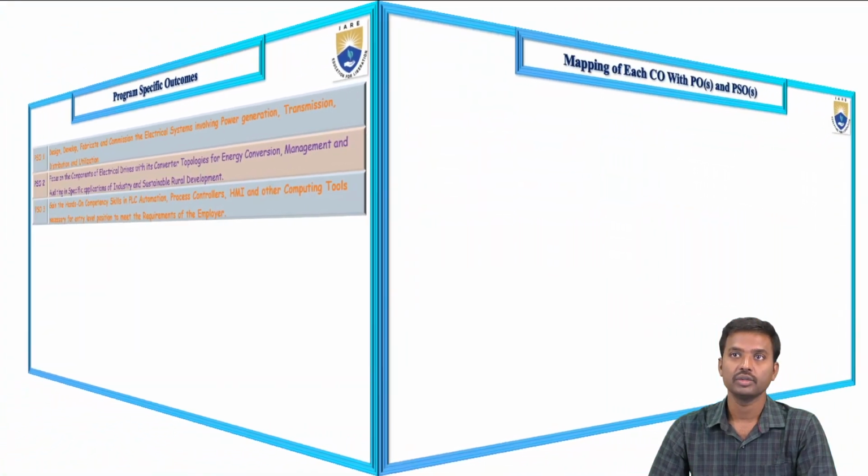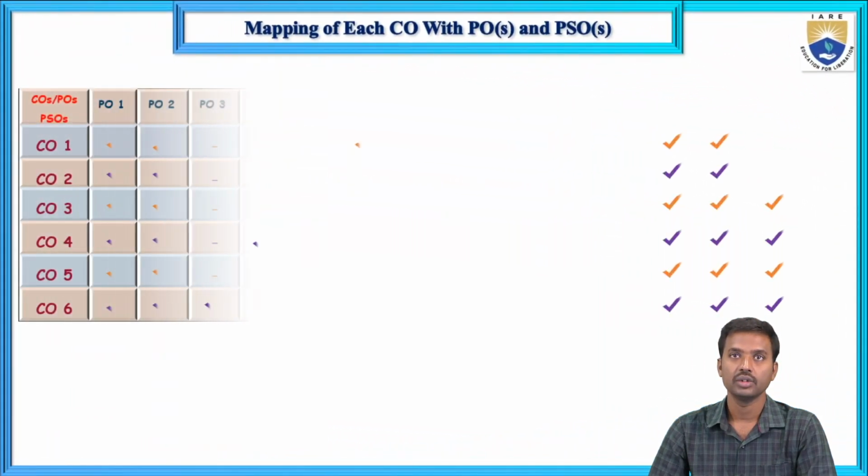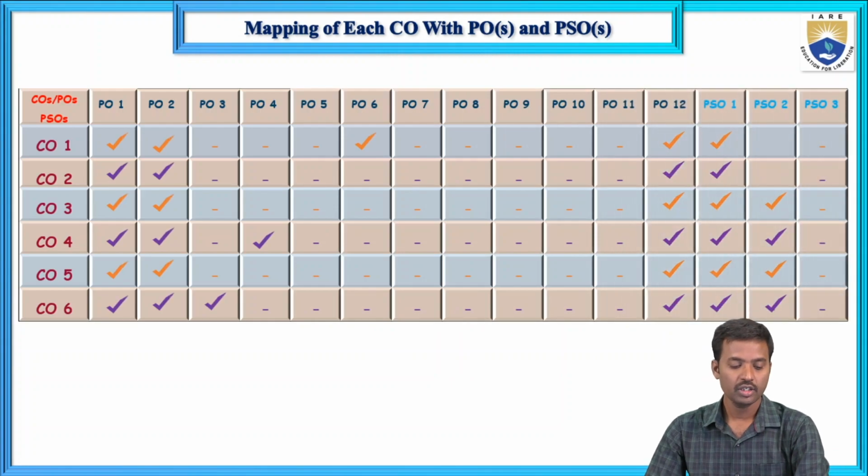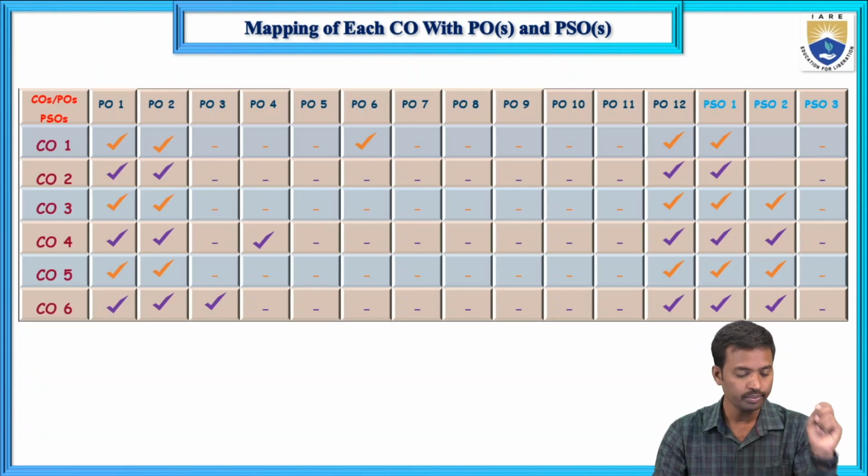Next one, CO-PO mapping. So COs and POs, course outcomes and program outcomes, and program specific outcomes we already discussed in the previous slide. First, course outcomes.